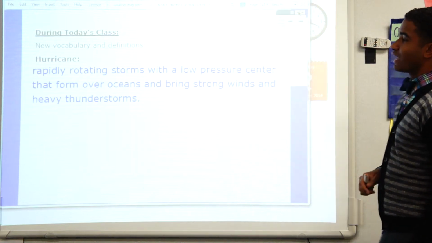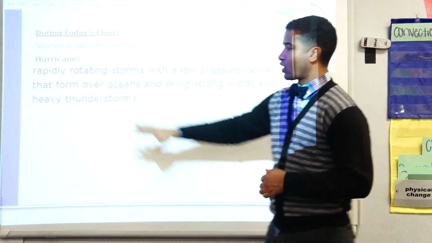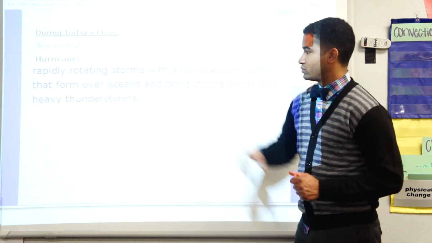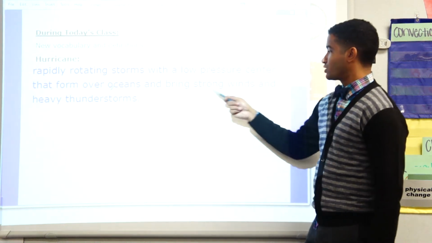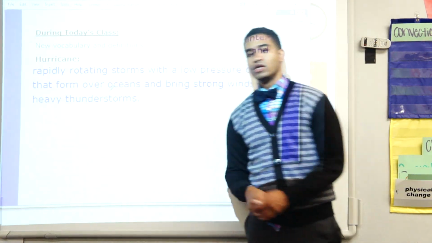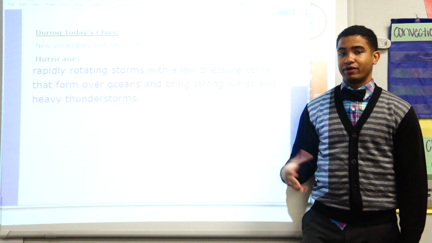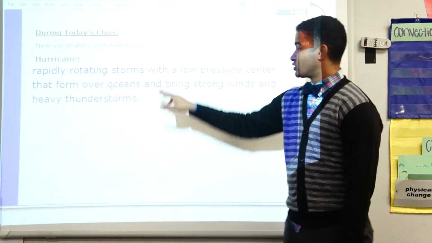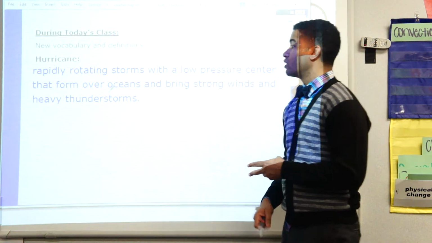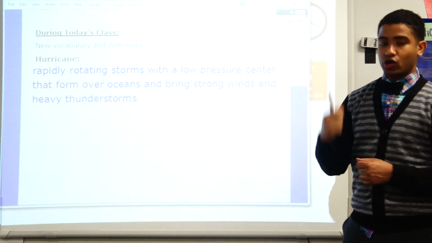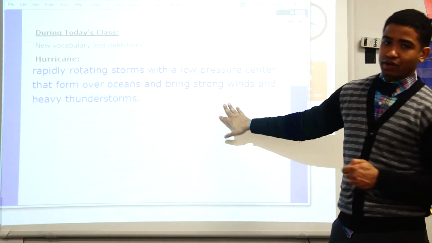Alright, so today's class, new vocabulary word, we're going to be talking about hurricanes. So what are hurricanes? They're rapidly rotating storms with a low pressure center that form over oceans and bring strong winds and heavy thunderstorms. So what did I tell you guys about low pressure systems? It brings what kind of weather? Bad weather. So low pressure systems bring bad weather like rains, thunderstorms, but low pressure systems can also make hurricanes. Low pressure systems make hurricanes. So go ahead and copy down your notes, pause the video if you need to.